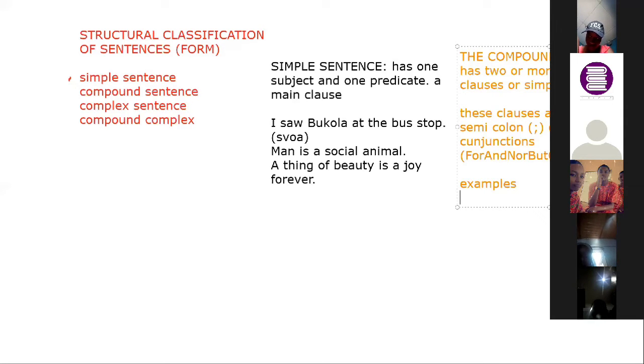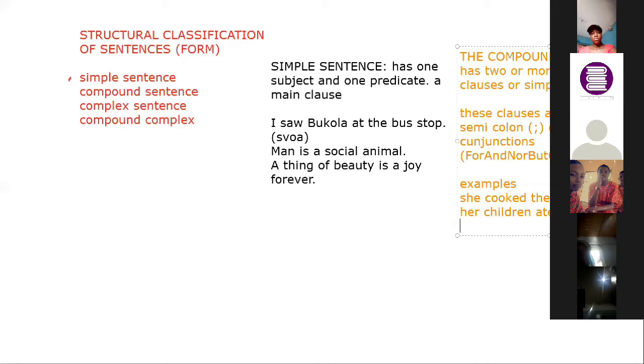Now, I can decide to put two things together. I can say something like this. She cooked the food, her children ate it. These are simple sentences. She cooked the food. You get me? Yes, sir. And her children ate it.